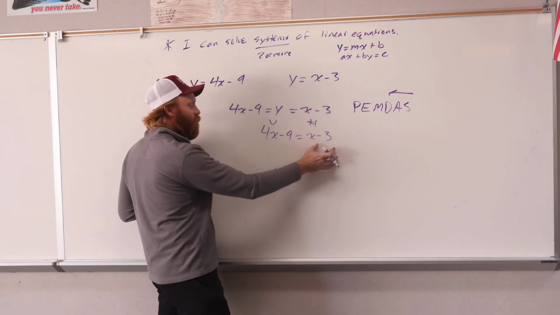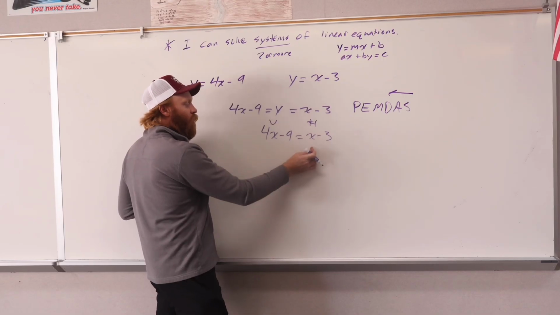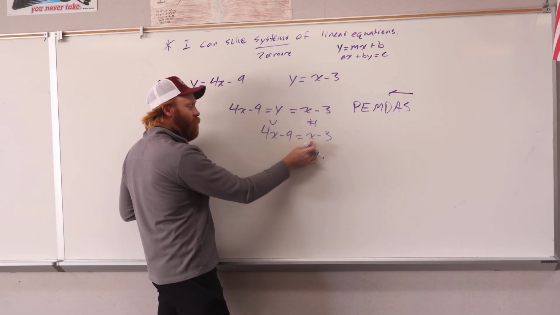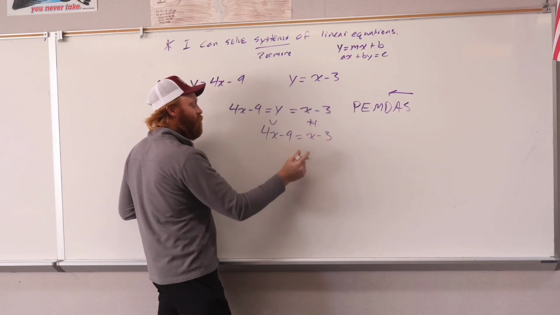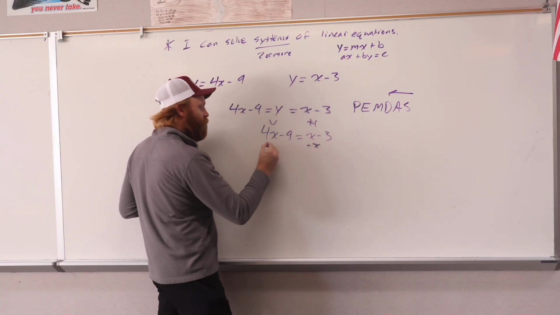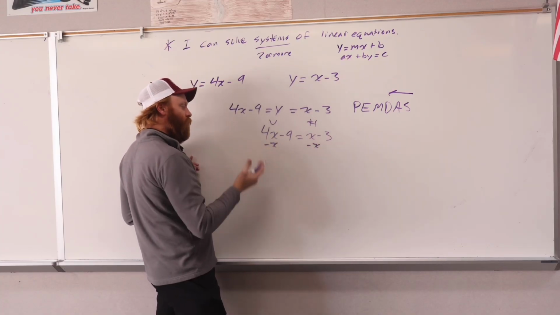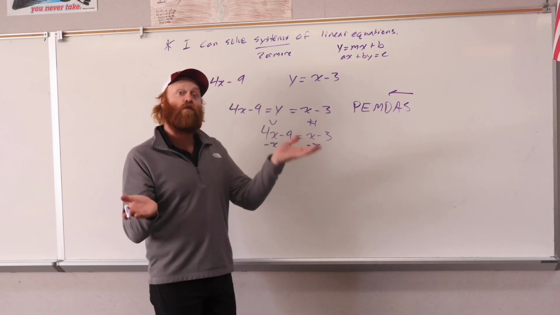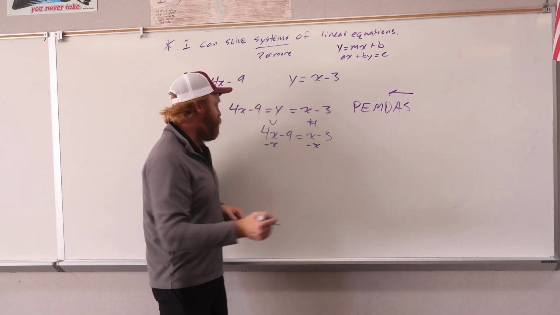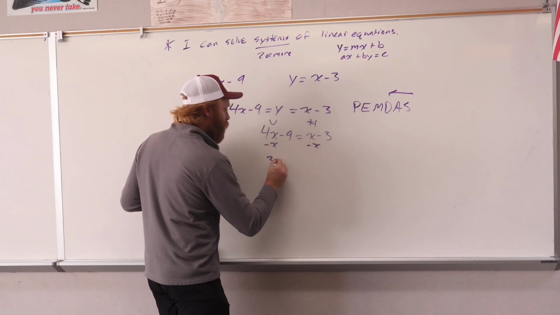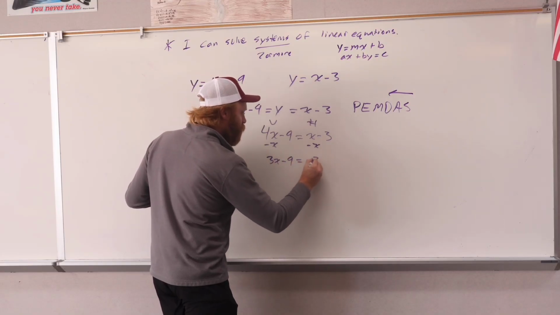So number side, so I move variables over here. I have a positive x. What's the opposite of a positive x? Minus x. What I do to one side, I have to do to the other to maintain that equality, that equalness. So we have 3x minus 9 equals negative 3.